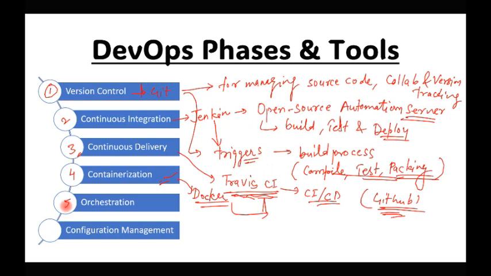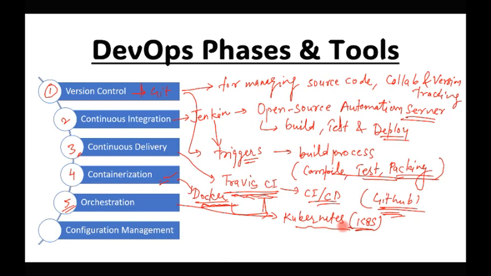Next phase is orchestration. The most popular tool in this phase is Kubernetes, also known as K8s, which is an open source container orchestration platform for managing containerized applications. Whatever application is built through Docker, those will be managed through Kubernetes. Kubernetes manages the full life cycle of a container from creation to deletion.